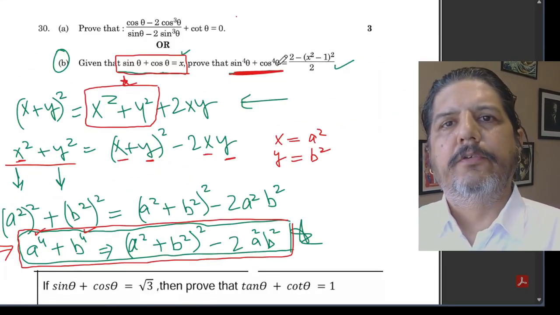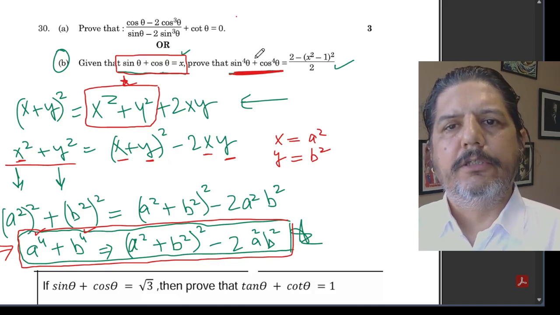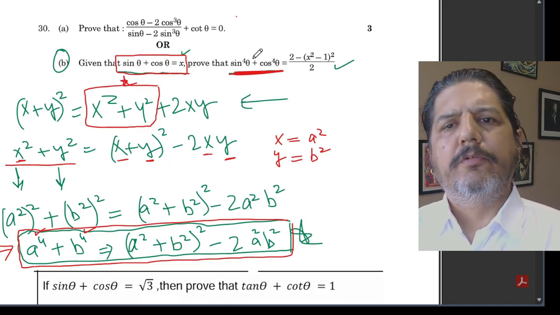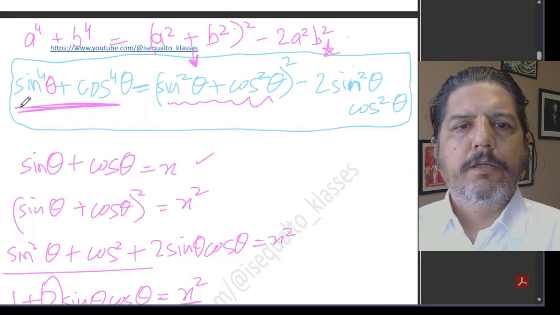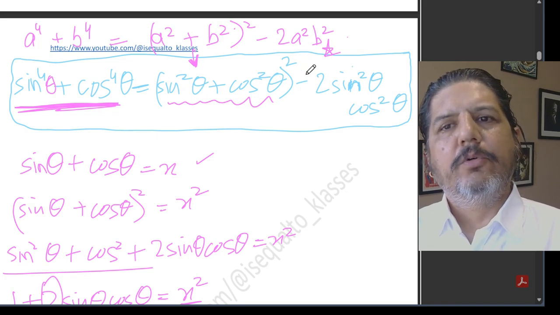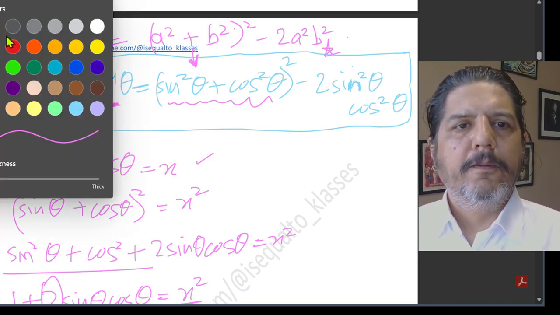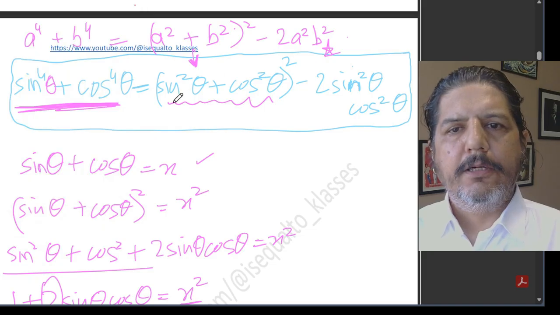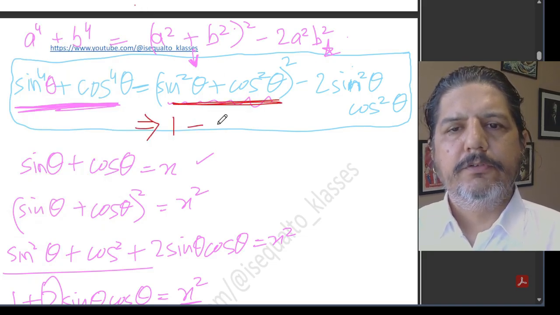getting to this result. But before that, I understand that sin⁴ theta plus cos⁴ theta, sin raised to power 4 theta plus cos raised to power 4 theta is equal to sin² theta plus cos² theta whole square minus 2 sin² theta cos² theta. Now, this part is equal to 1 minus 2 sin² theta cos² theta.